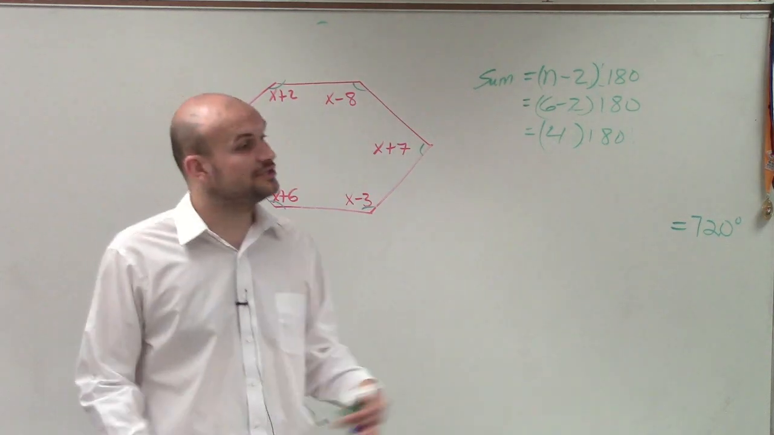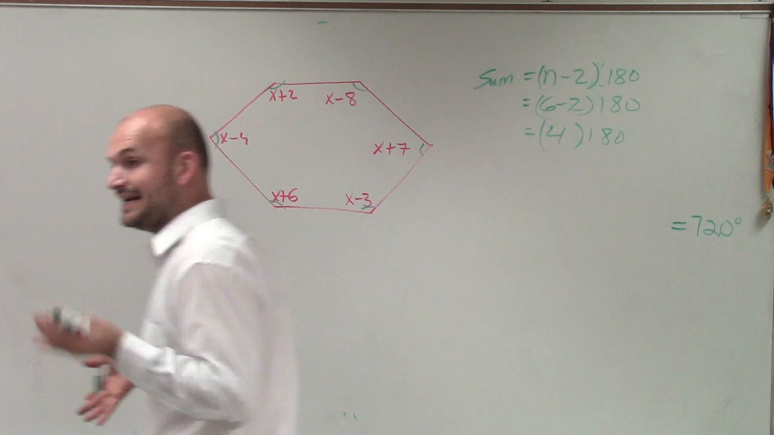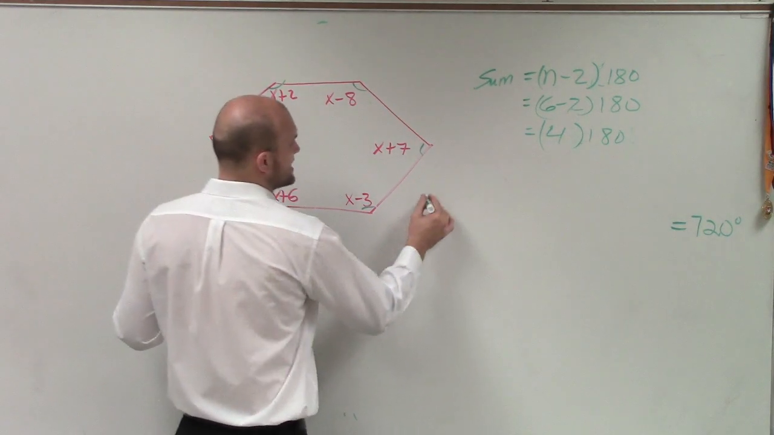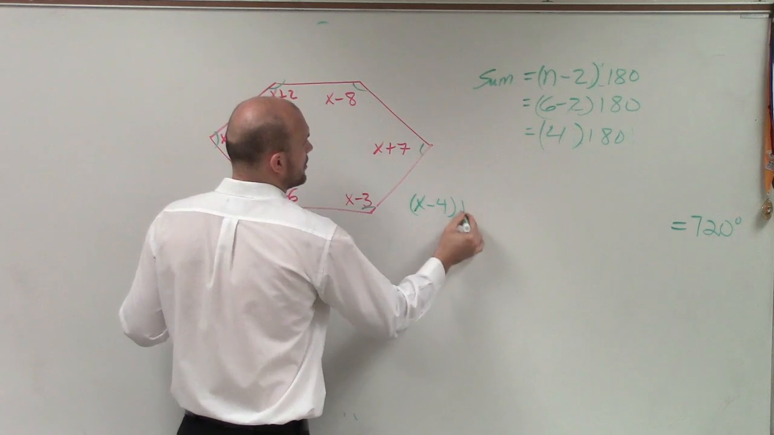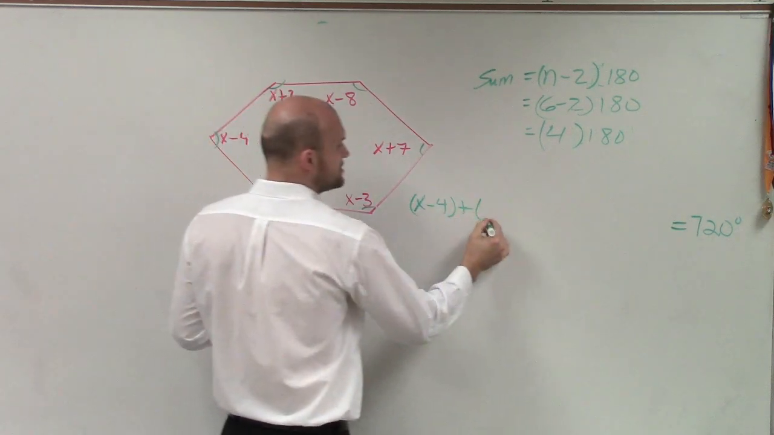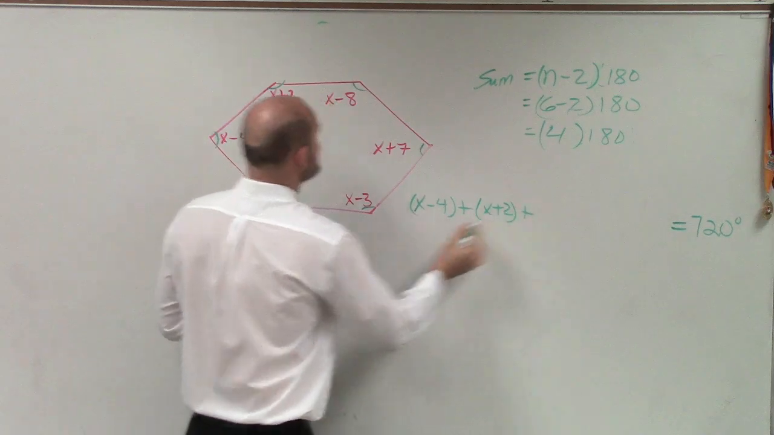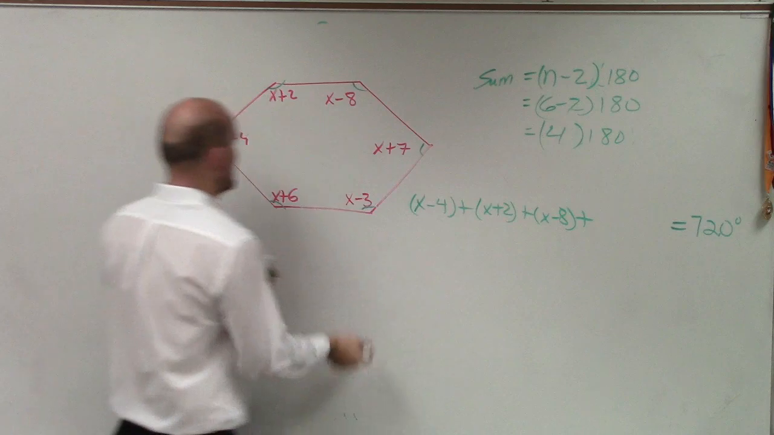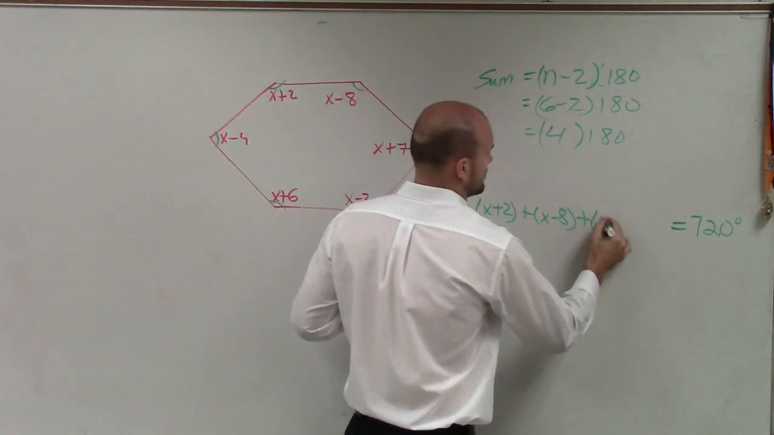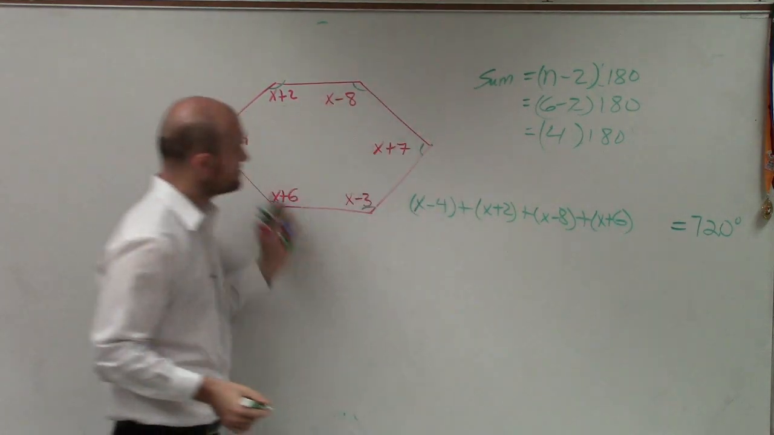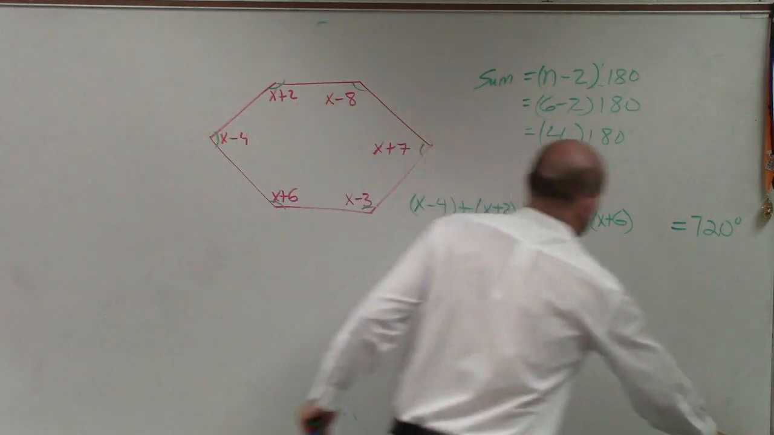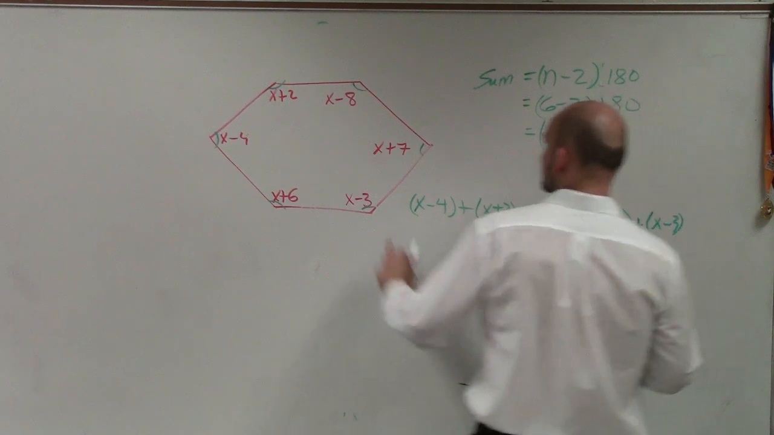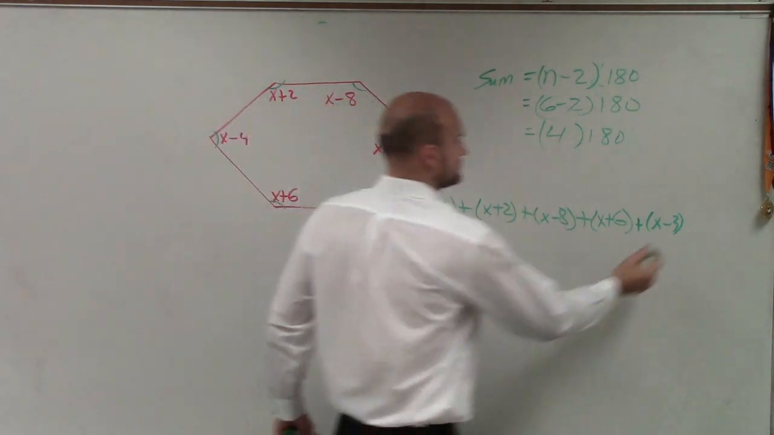So now what we need to do is take each one of these angles and add them up. The first thing I'm going to take is x minus 4, plus my next angle, x plus 2, plus the next angle, x minus 8, plus my next angle, x plus 6. I'm running out of room. Plus my next angle, x minus 3, plus my last angle, x plus 7.